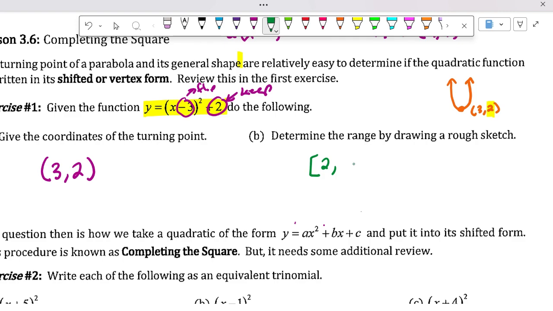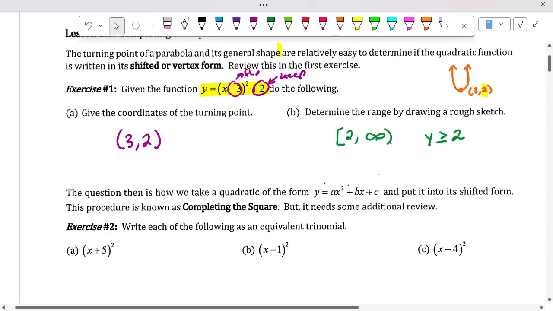So what comes here? What goes here? Is it going up forever and ever? Come on, guys. We've done this 1,000 times. Is it going up forever and ever? Yes, so it's going to where? Infinity. You could have also said it was from y is greater than or equal to 2. Now, that was just review.